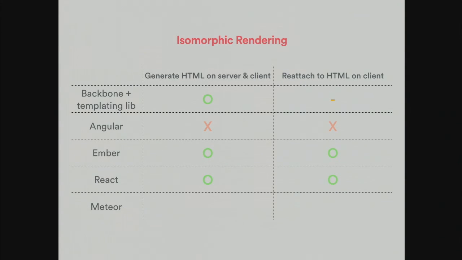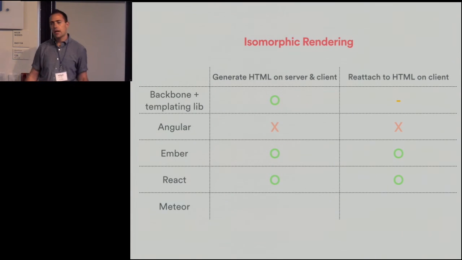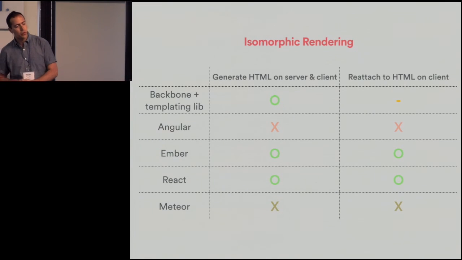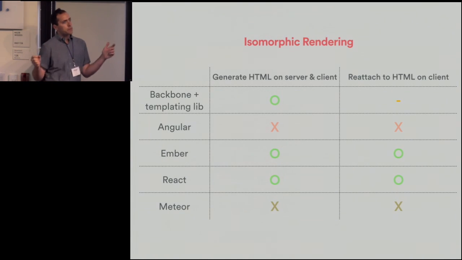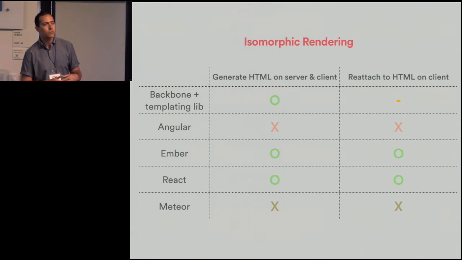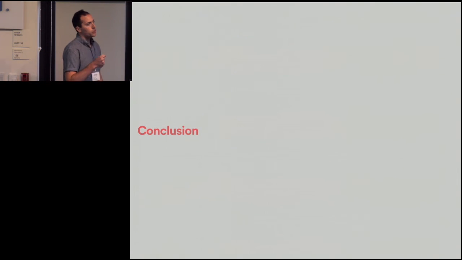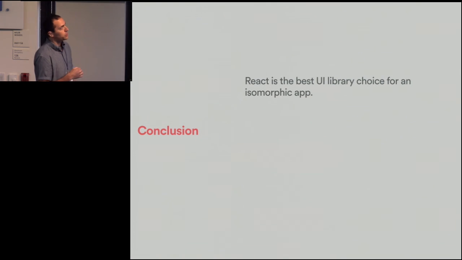Okay, React allows you to generate markup on the server and on the client, and it can reattach out of the box. It works. It's perfect for this. And Meteor, funny enough, does not yet support server rendering. It's on their roadmap, apparently. They're rewriting their view layer, so it will be possible. But up till now, ironically enough, they don't do server rendering. So if you were to make a decision about which library to use to do your server rendering, I think that React is the best choice for an isomorphic app, and this is what we've moved towards.